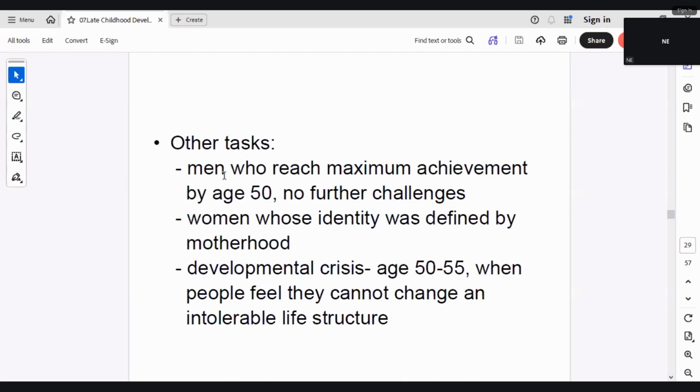So, other tasks: men who reach maximum achievement by age 50 with no further challenges. So, by age 50, you're the CEO of a major company.